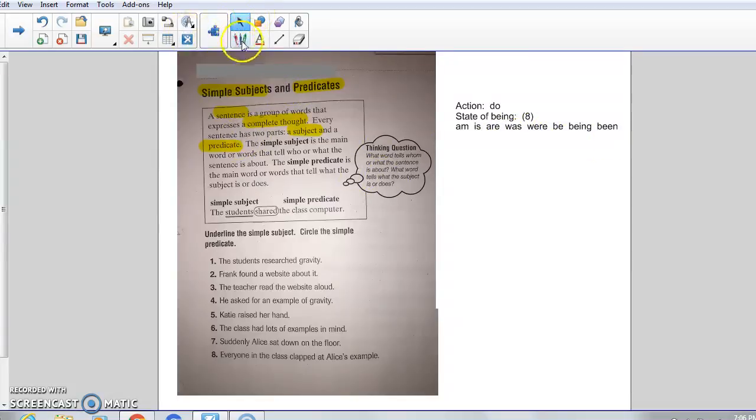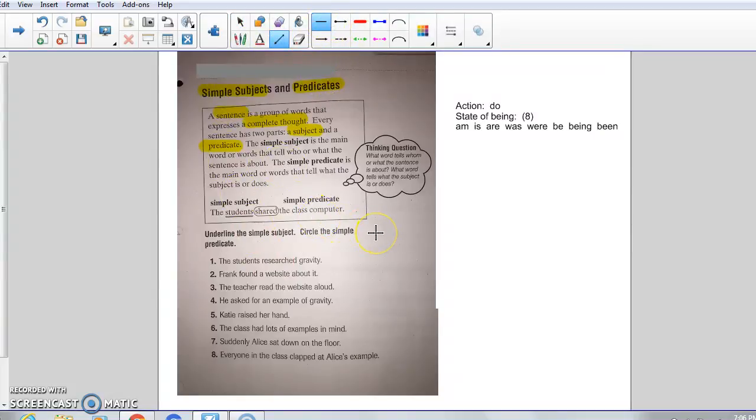Anyway, back to the worksheet. So we need to complete this worksheet. It says we were supposed to underline the simple subject, which is the noun that the sentence is about, and circle the simple predicate, which is the verb that the subject is doing. All right, so that's what we're going to do.